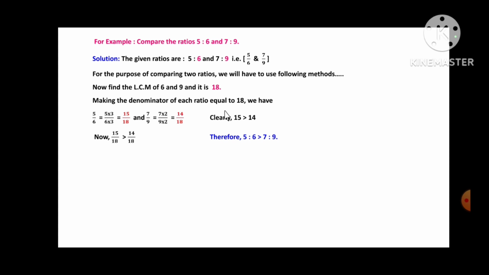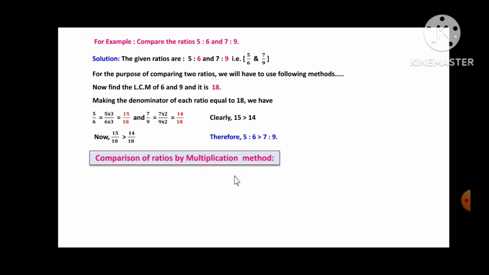So making the denominator of each ratio equal to 18, we have 5 upon 6, which becomes 5 into 3 upon 6 into 3. 6 threes are 18 and 5 threes are 15. So the ratio 5:6 becomes 15 upon 18, and 7 upon 9 becomes 7 into 2 upon 9 into 2, that is 14 upon 18. Clearly we can see the denominators 18 and 18 are the same, and in the numerators 15 is greater than 14. Therefore 15 upon 18 is greater than 14 upon 18. Therefore we can write that 5:6 is greater than 7:9.